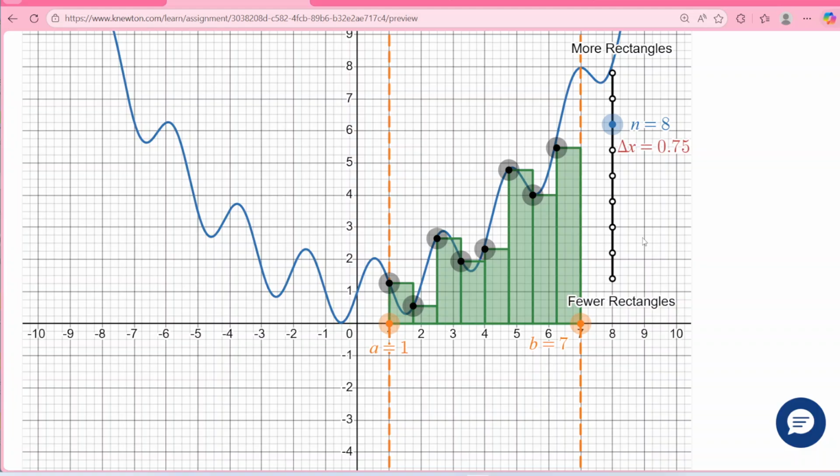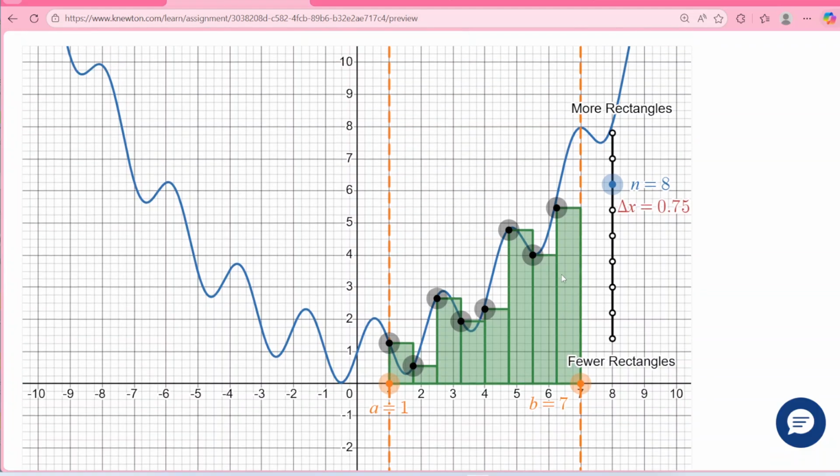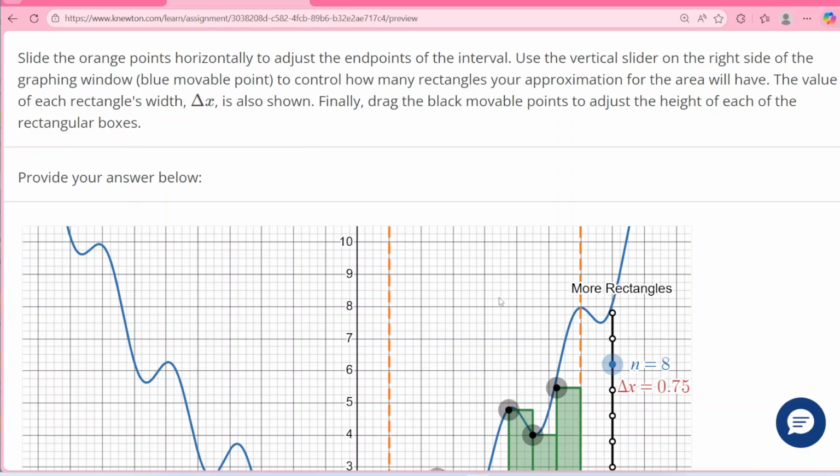So you see all these green rectangle areas now. The areas of these rectangles are 0.75 times whatever the height is at each of these left endpoints. And then you would add all these areas up and get an approximation to the actual area under the curve. You see it's not exact. There's some missing pieces. It overestimates in some places, underestimates in other places. But it is still an approximation of the area under the curve to the x-axis.